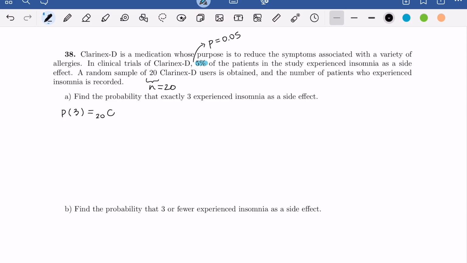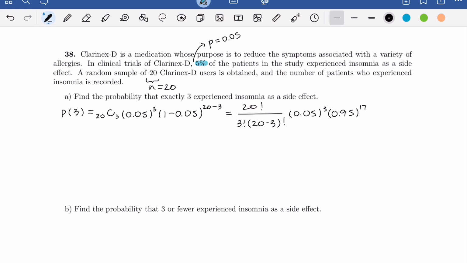So we have 20, we're choosing three for the success of experiencing insomnia. Then we're going to multiply this by the probability raised to the third power here, and then multiply that by 1 minus this p-value raised to the n minus x here. So in this case, 20 minus 3. We're going to have 20 factorial here, 3 factorial times 20 minus 3 factorial in the denominator, times 0.05 cubed times 0.95 raised to the 17th power.